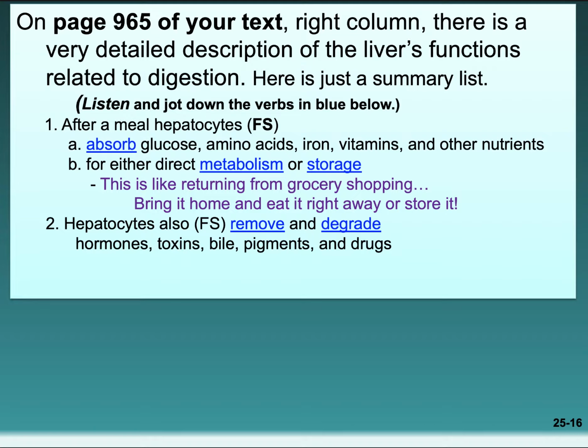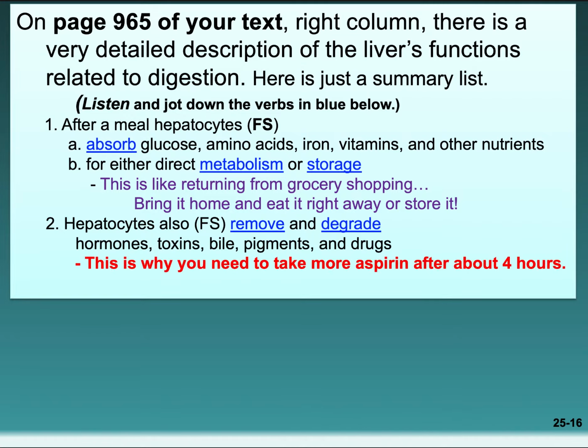So the answer to the question of why do you need to take aspirin again after 4 hours is because that aspirin gets absorbed into your circulatory system. It circulates throughout your body. So although you might be taking aspirin because you hurt your knee, that aspirin is affecting all the parts of your body, all the different areas of the body. It just happens to provide additional relief to pain in your knee if that's the case. But your hepatocytes are always taking a whack at that aspirin.